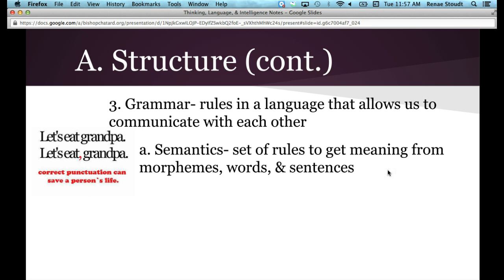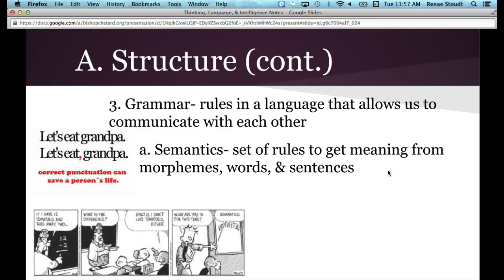Now, within grammar, we can talk about semantics. And so semantics are the set of rules to get meaning from the morphemes, the words, and the sentences. So the semantics is that we have to understand the meaning of what they're talking about. And so sometimes particular sentences or words have more than one meaning.